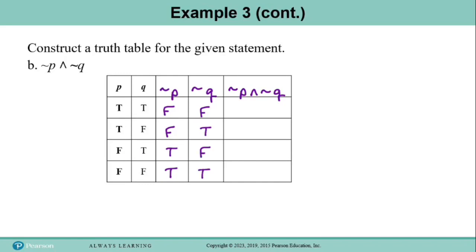And then we will work on the and statement. So not P and not Q is only true where both component statements are true. So right here on the first line, we do not have both component statements true, so that will be false. The second line is false. The third line, only one of the component statements is true, so the overall statement is false. And on the fourth line, both component statements are true, so the overall statement is true.